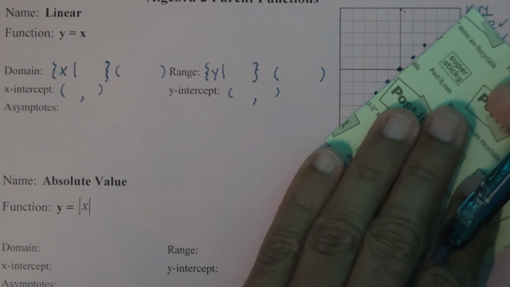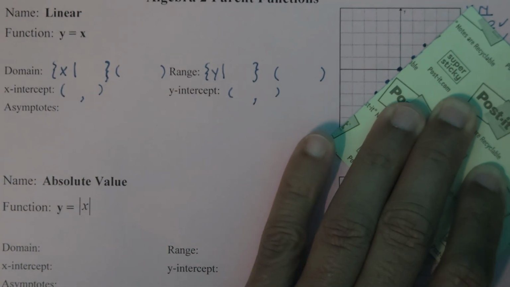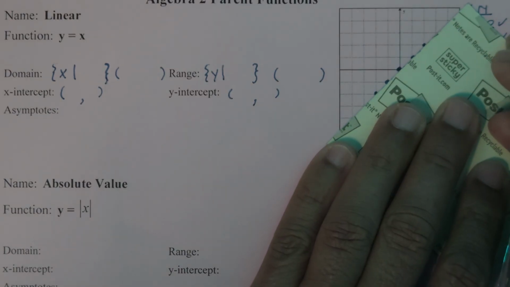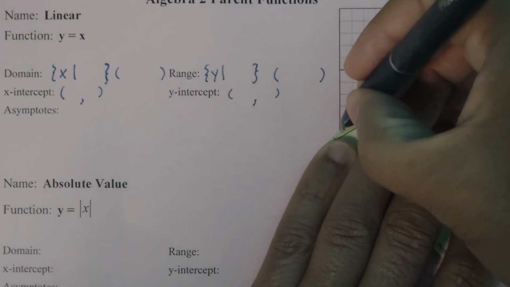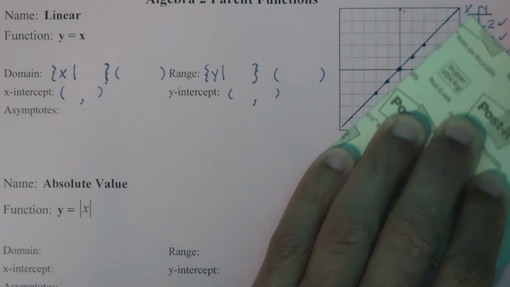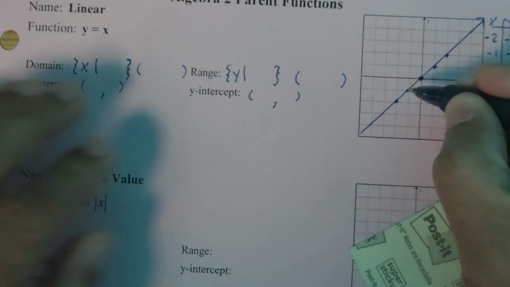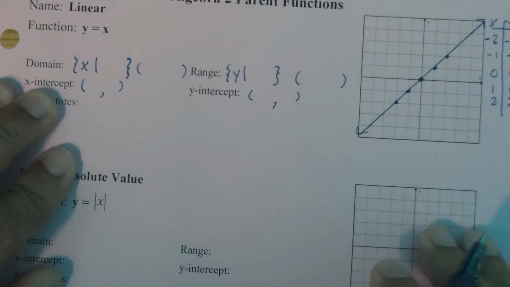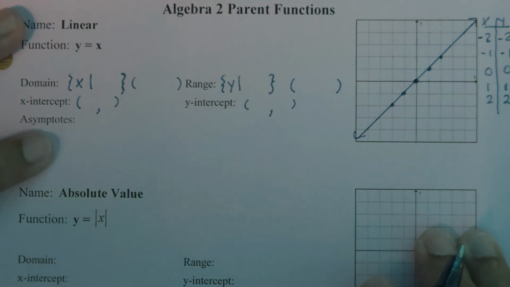I'm going to use this paper to help me sketch the graph. And this is what the graph looks like for the linear parent function. Once we have the graph, we can discuss domain.